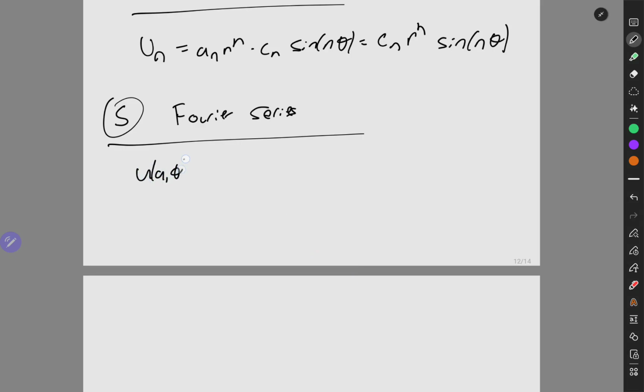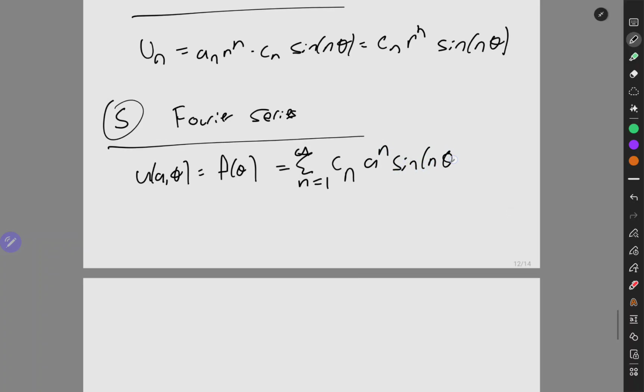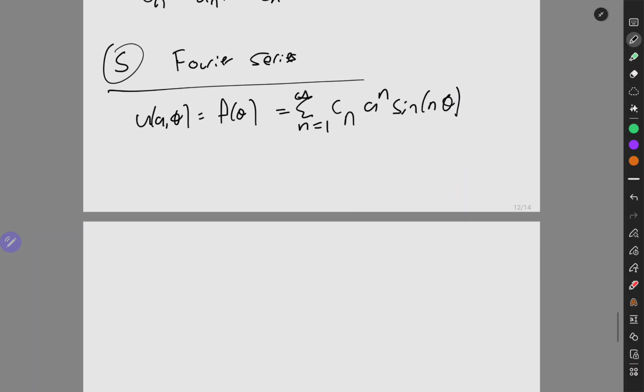So we're going to have u(a, theta) equal to f of theta, which we're just going to write as a sum, c sub n, a to the n, sine of n theta. I'm plugging in a for r. So from this case, this is our answer.